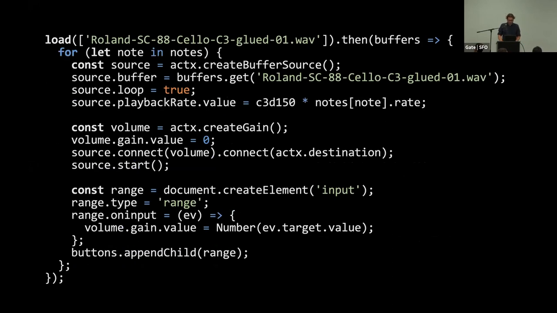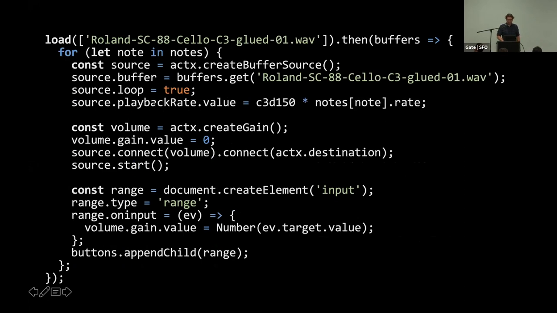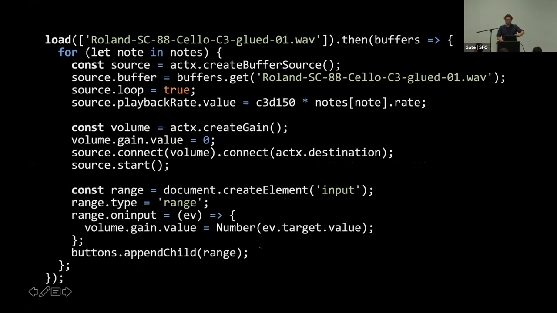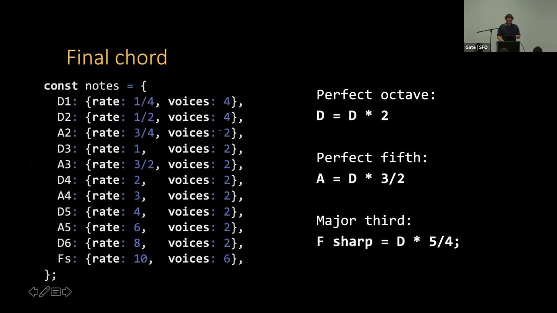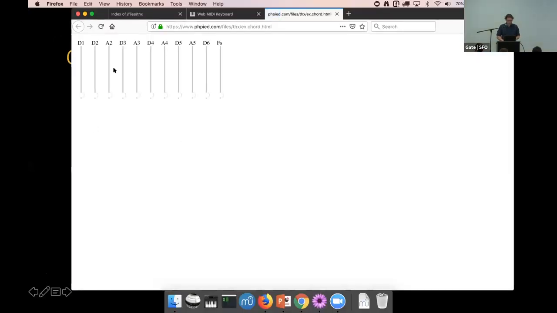All right, that's a lot of code. So we load this file, our single cello sample, and go through all the notes in our object here. For each one, we set the playback rate to be the original times whatever rate is here. At the end, I put a little input range for each one so that I can play with this chord. And this is what the audio graph looks like now. You have 30 of those, well, not 30, it's only the number of notes here, so I think nine-ish. Each one of them has a gain and they all go to the audio destination. And if we go here, this is the result. So I can explain this one and then this one.